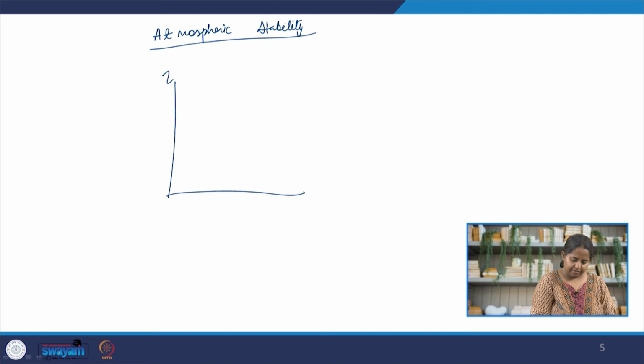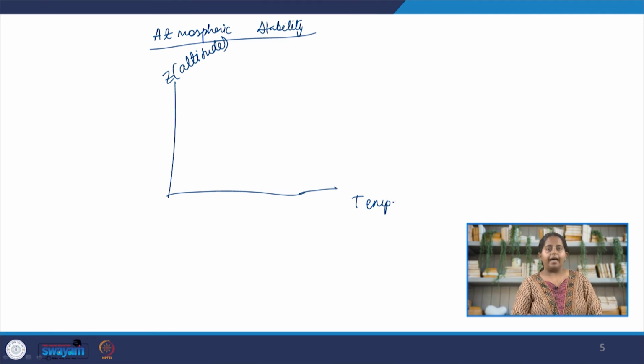So let's say on the y-axis we have z, which is altitude, right? And on the x-axis we have temperature. So as the smoke rises, it's going to lose temperature. Let's say this is the smoke temperature, T smoke. As it rises up, it's going to lose heat, it's going to cool down. The typical rate for a dry parcel of smoke is the dry adiabatic lapse rate.